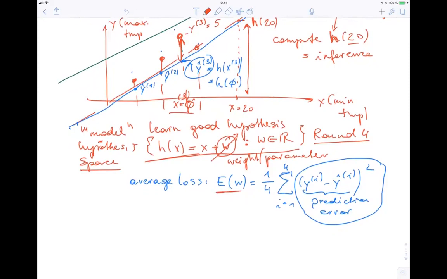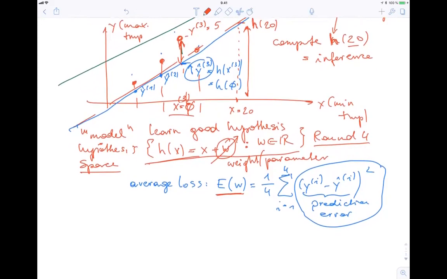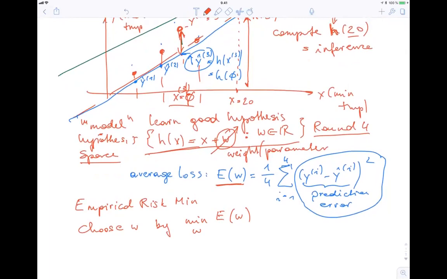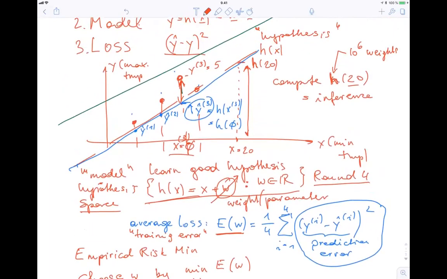Now we have defined the average loss, and we want to make the average loss as small as possible. So this is then called empirical risk minimization. So we choose w by minimizing this average loss. Now this sounds reasonable, and this average loss is also called training error. So it's the error we obtain by comparing our hypothesis against this labeled data set, which is called training error.